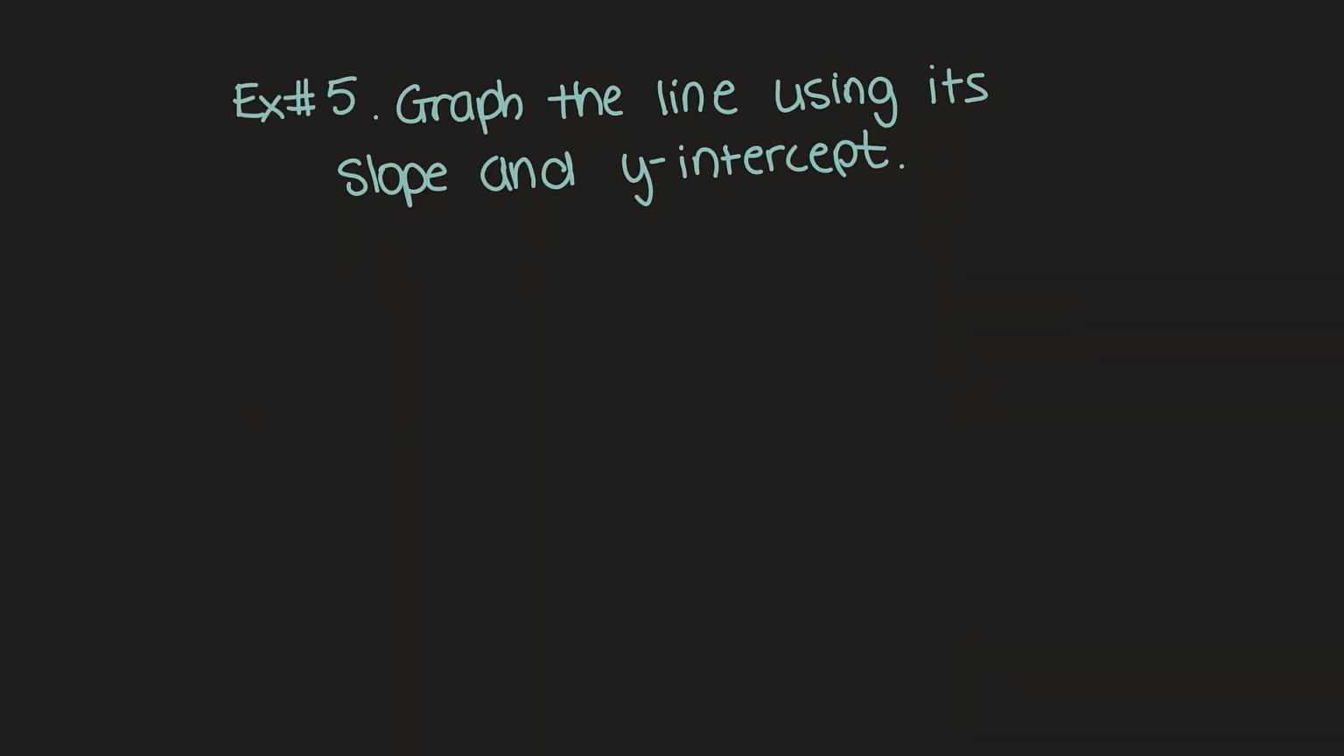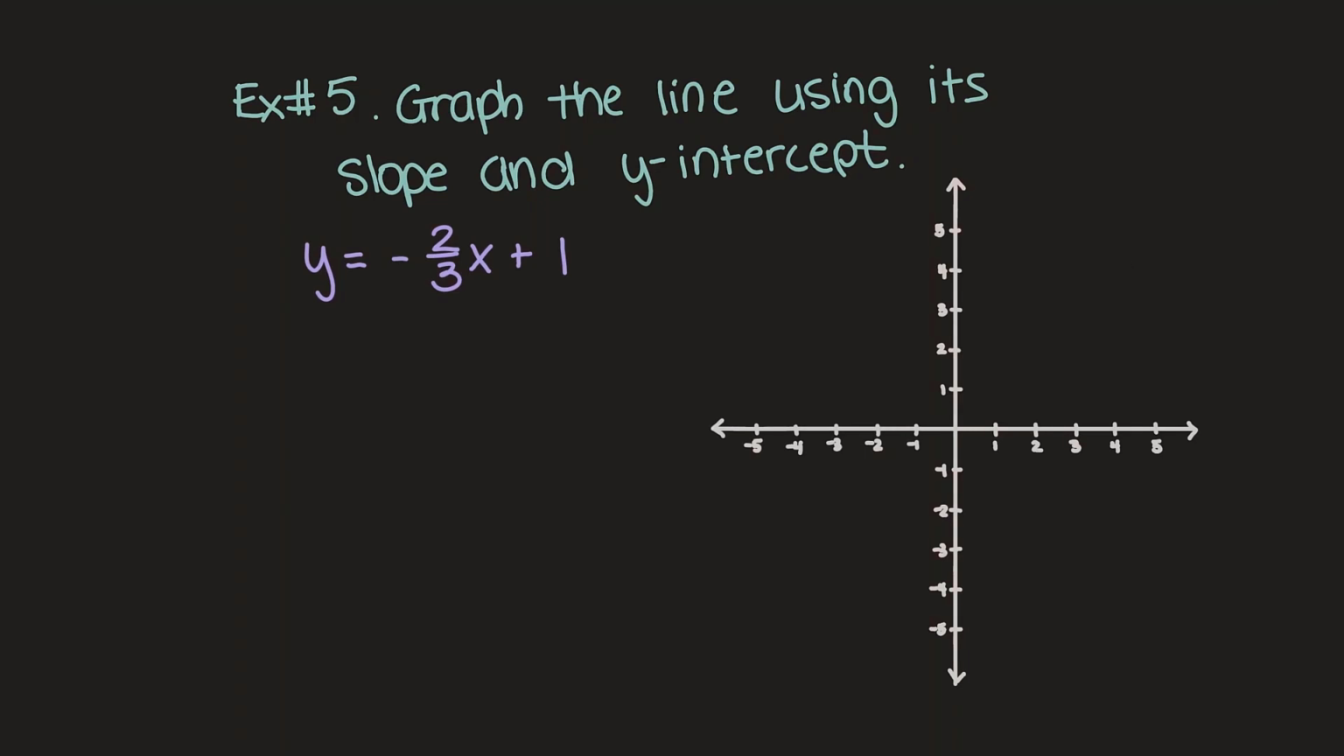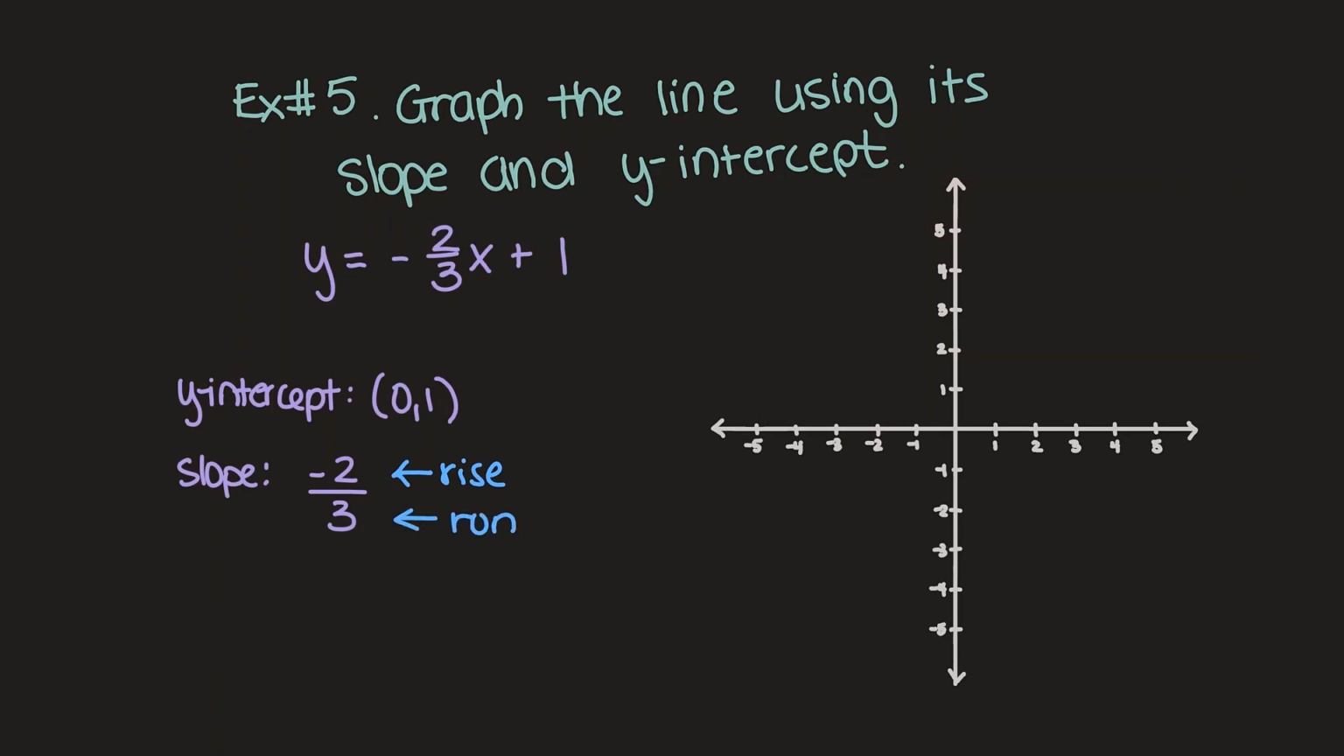Okay, for the next example, since our equation is already in slope-intercept form, the y-intercept is negative 1 and the slope is negative 2/3. Since the slope is negative, we can either make the numerator or the denominator negative. Let's just make the numerator negative. So our rise is negative 2 and our run is positive 3.